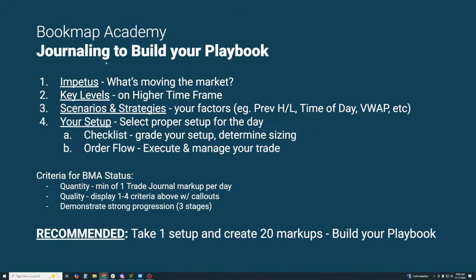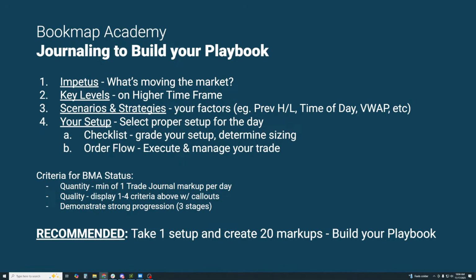This is the process we're going to go through, and we'll go through this in just a second here. The impetus, what's moving the market. This is the same process we use for our Bookmap Academy. It's taking the bigger step back and looking at the general market, understanding what's moving it. This is critical, and without it, you shouldn't be trading. And then we want to look at the higher time frame levels. So we want to see where traders are reacting at these critical levels, and that will give us a lot of insight into the interest in the markets.